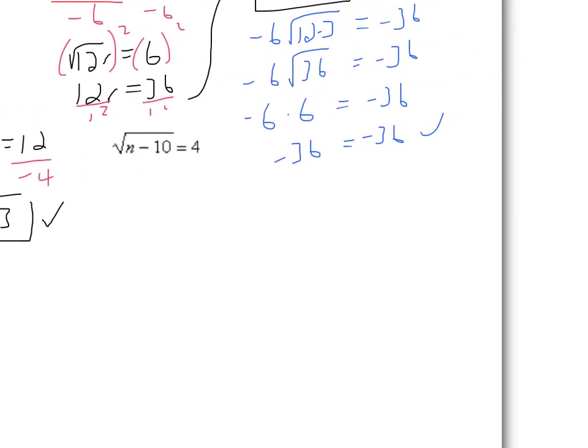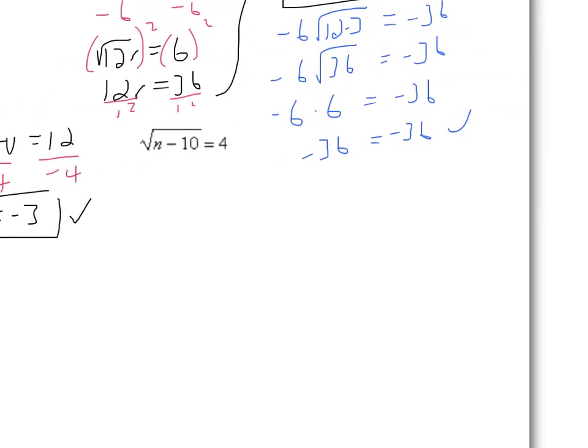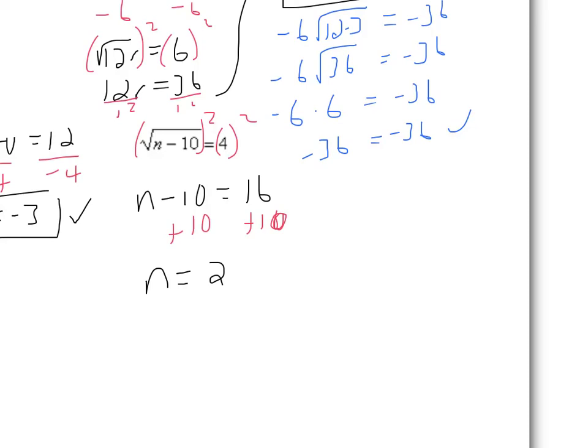Next one, we have a binomial in the root, but again, it's isolated. That whole root is by itself, so we can go ahead and square it. And we get n minus 10 equals 16. So n, that's a 10 there. So n equals 26. If you plug that in, that also checks.